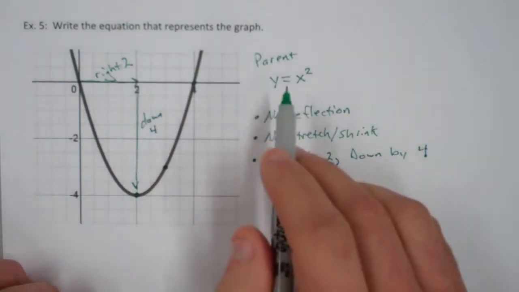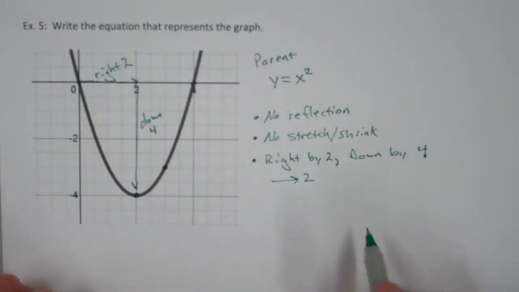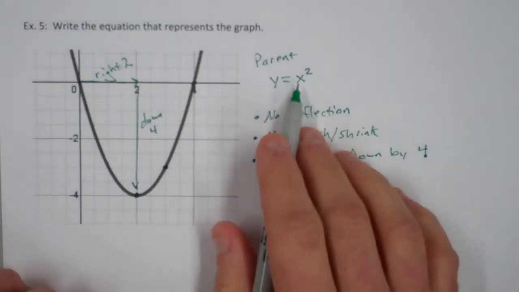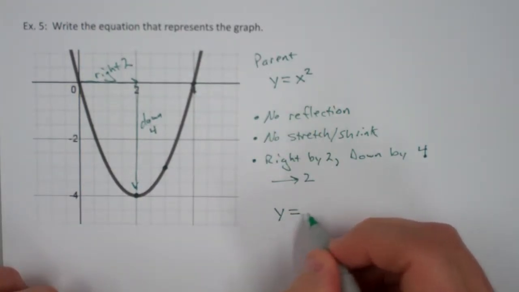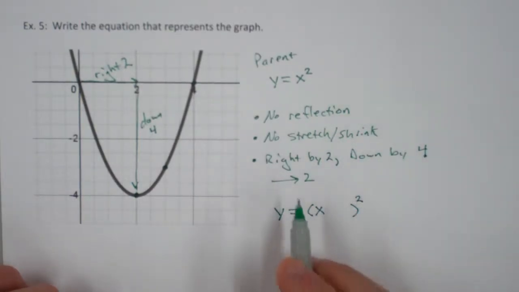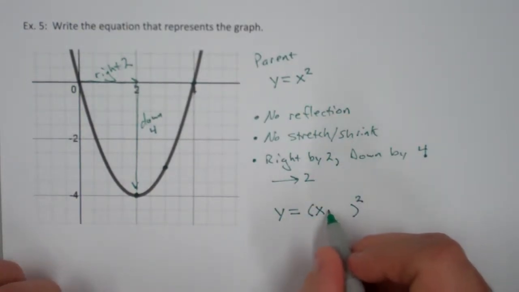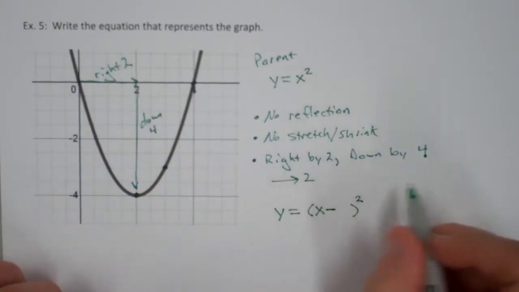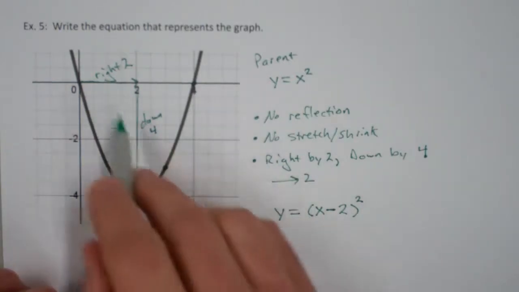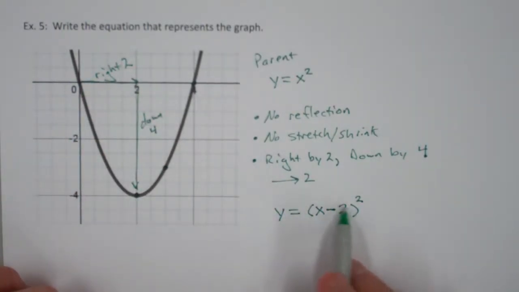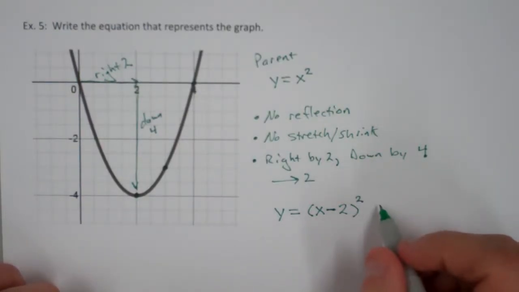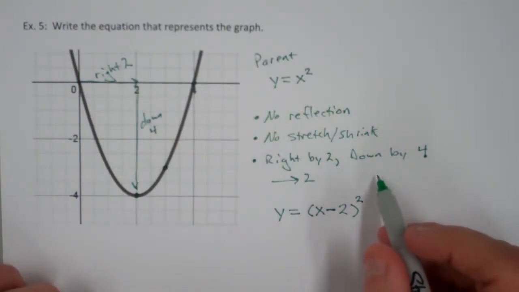As we piece together this function, we're going to go from the parent function to this new one. So there's no reflection and no shrink, so we're going to keep the 1 out here in front. I am going to use a set of parentheses because I do know that I have a shift right by 2. Remember, we want to write that negative sign here if we're going right, and then it's right by 2. The shift in the x direction goes right by the x. Outside, away from the parentheses, that's where the y direction or up or down shift is going to go.